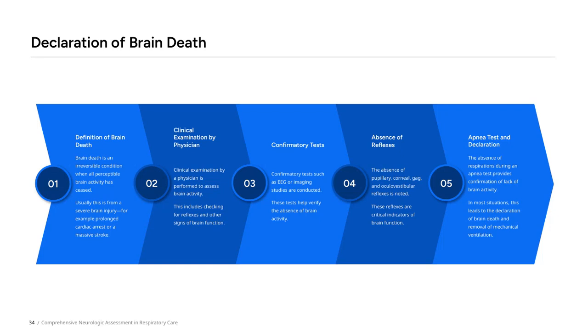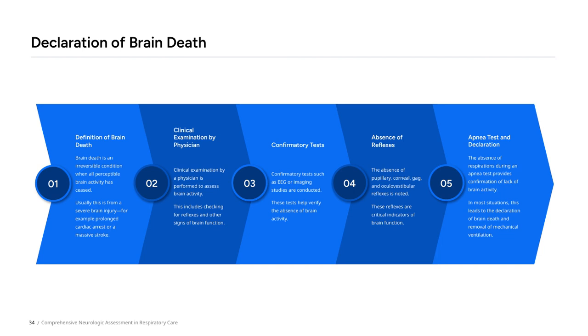Brain death is an irreversible condition that occurs when all perceptible brain activity has completely ceased. Usually, this results from a severe brain injury, such as a prolonged cardiac arrest or a massive stroke. To determine brain death, a clinical examination is performed by a physician. This involves checking for various reflexes and signs of brain function, which helps us assess whether brain activity is still present. In addition to the clinical exam, confirmatory tests like EEG or imaging studies are often conducted.